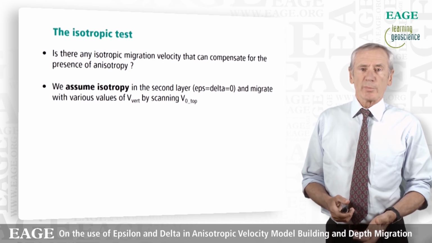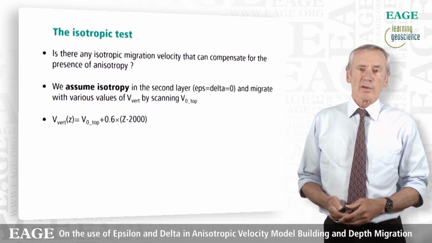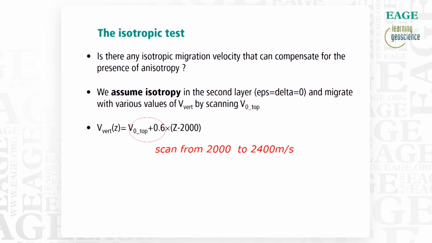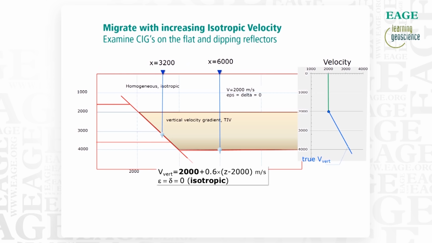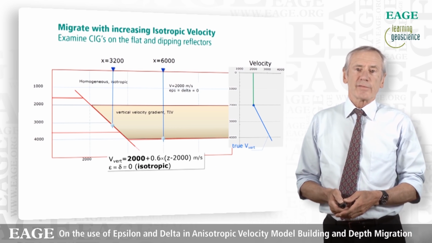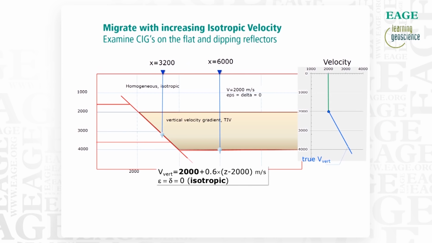So we assume isotropy in the second layer, and we are going to scan the vertical velocity with epsilon and delta being fixed to 0. What we'll consider here are the common image gathers at two locations, one over the flat horizon and one over the dipping horizon, the fault plane, if you wish. Let's start with the true vertical velocity.